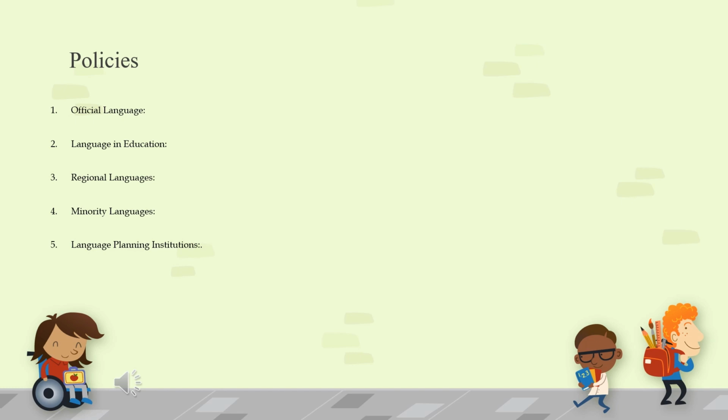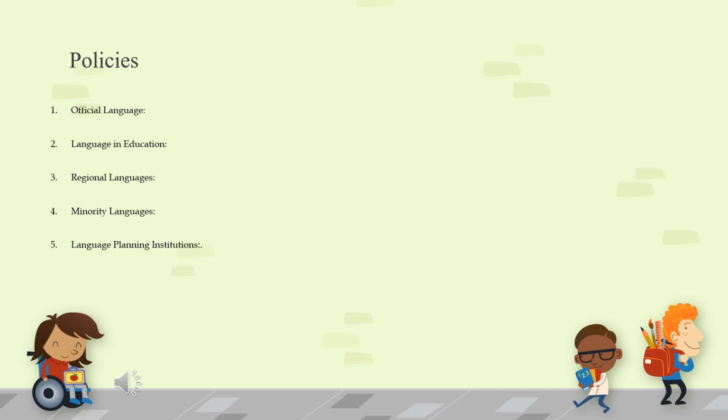Number three is regional languages. Apart from Bengali, Bangladesh recognizes several regional languages, including Chakma, Marma, Santal, and many others. Efforts are made to preserve and promote these languages through education, cultural programs, and literary initiatives.